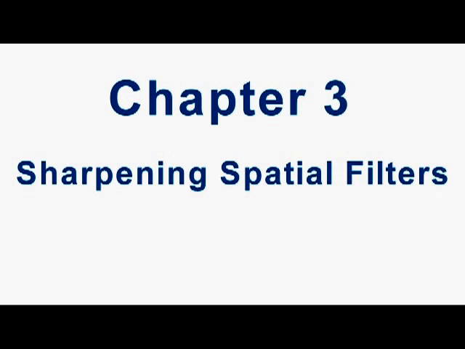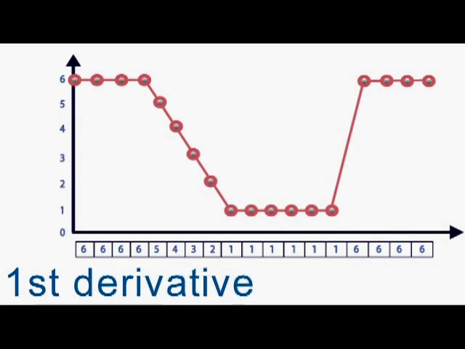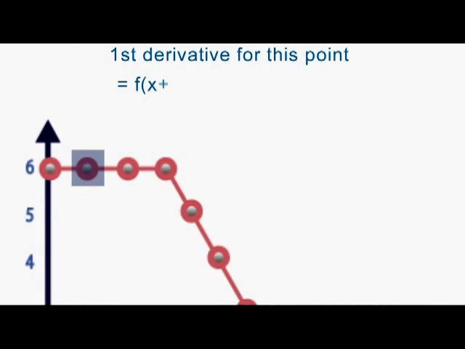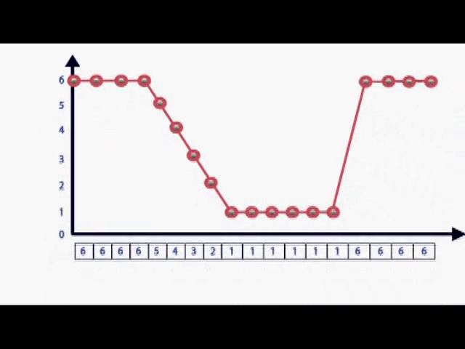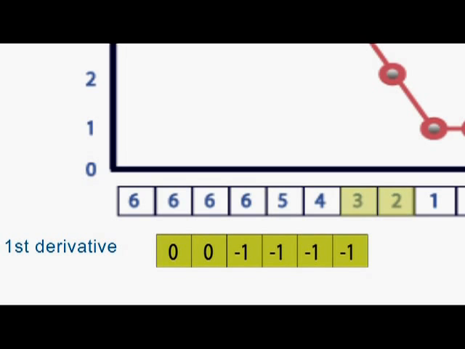Chapter 3. Sharpening Spatial Filters. Let's begin with the first derivative. The first derivative is computed by subtracting the target pixel from the pixel next to it. 6 minus 6 equals 0, 5 minus 6 equals negative 1, and so on.